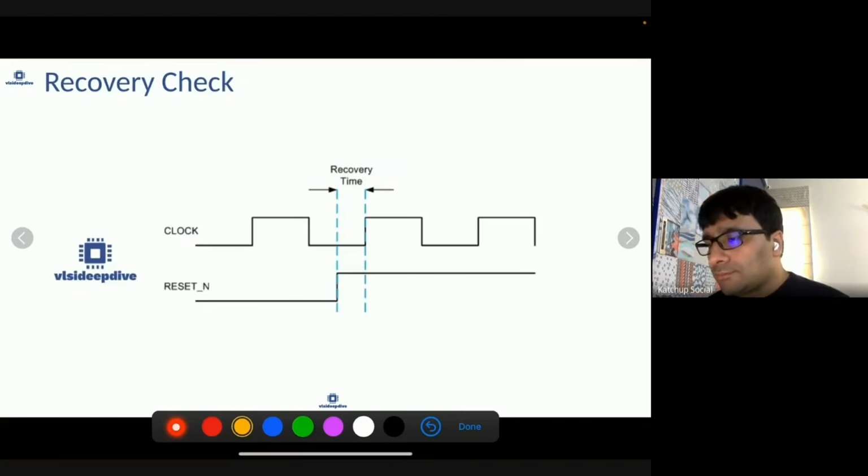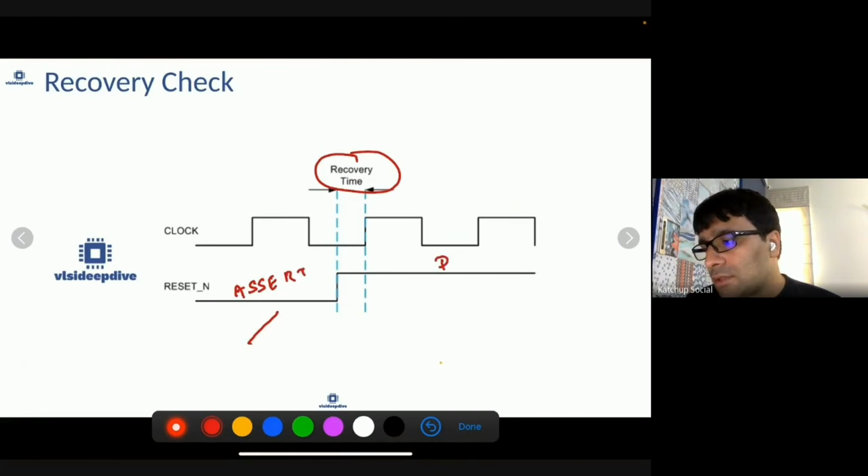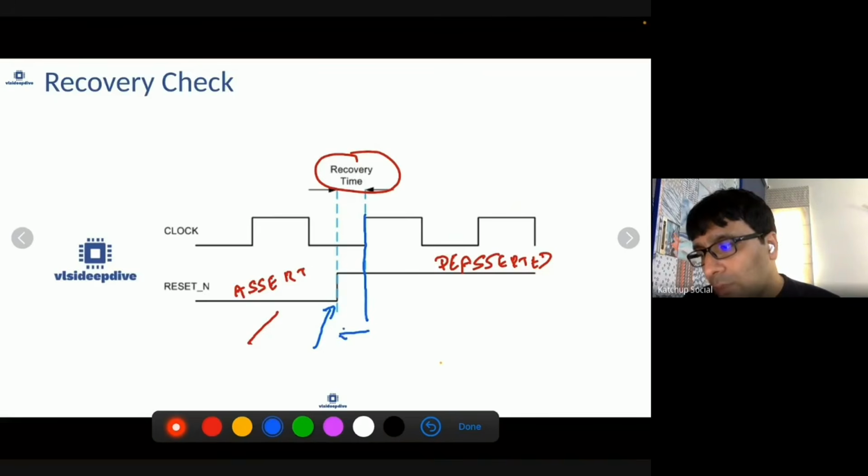So what are those timing checks? The first check is recovery time. Okay, what is recovery time? Reset, this is the asserted phase, and this is when it's deasserted. This deassertion, the signal going in this case from 0 to 1, should not happen very close to the clock edge. It should happen some time before the clock edge, and that time is the recovery time requirement. So your deassertion should happen some time before the clock edge.